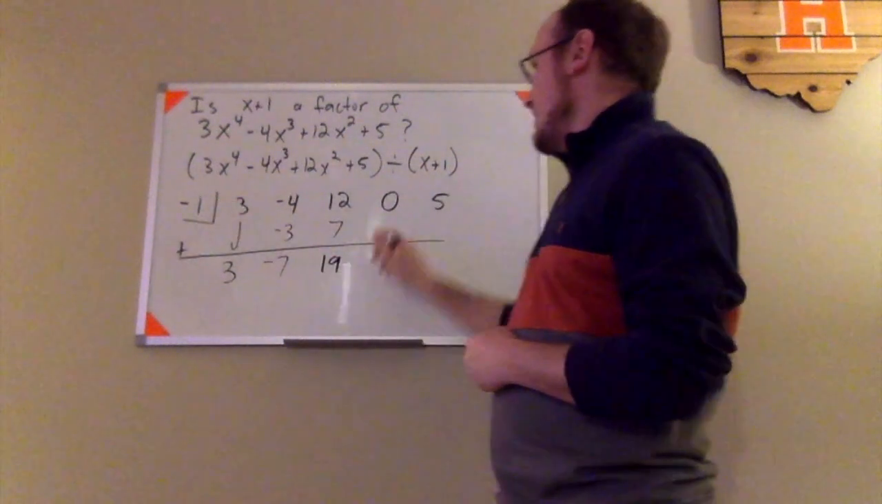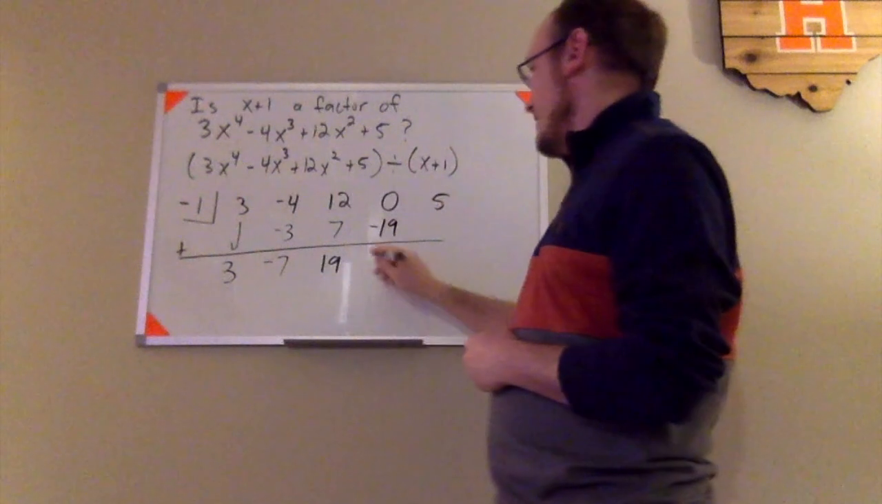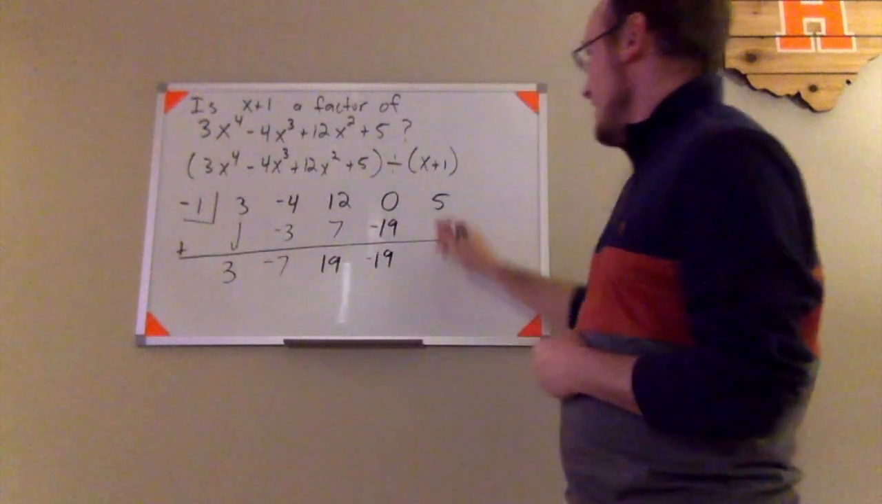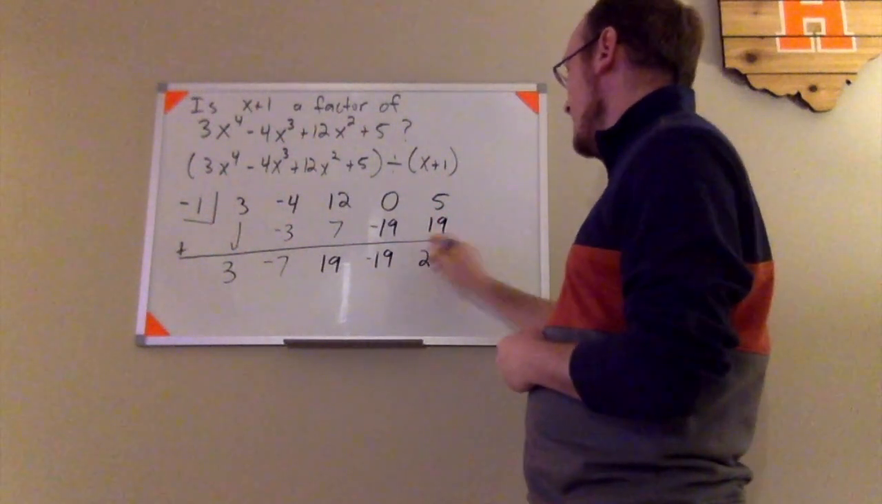Negative 1 times 19 is negative 19. Add the column, I get negative 19. Negative 1 times negative 19 is positive 19. Add the column, I get 24.